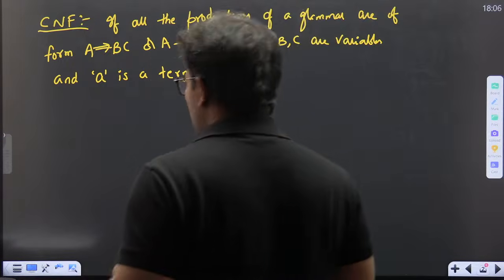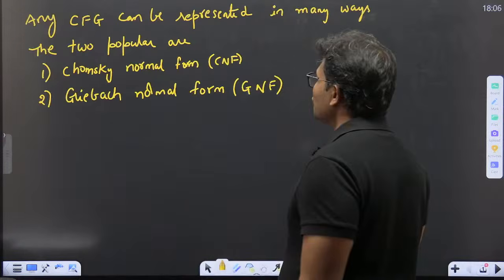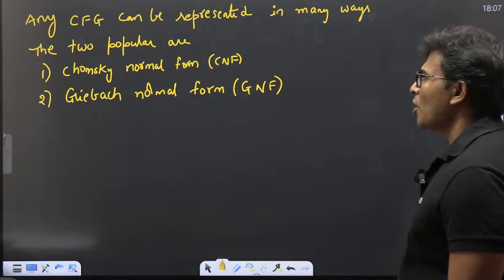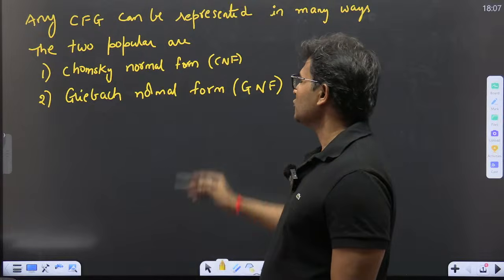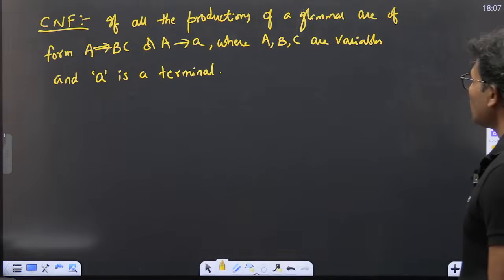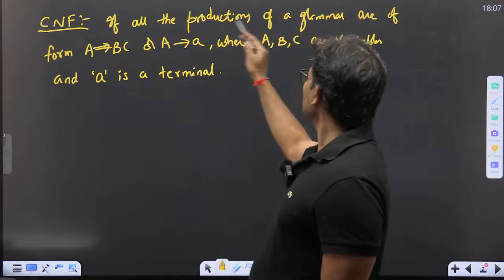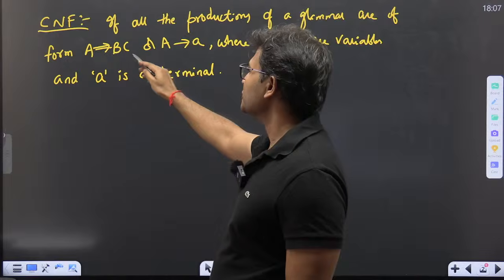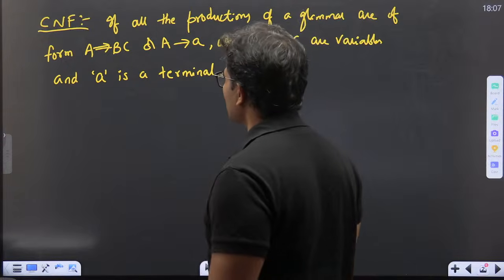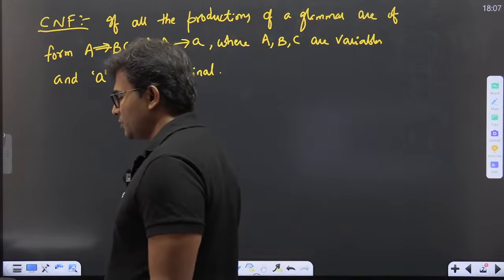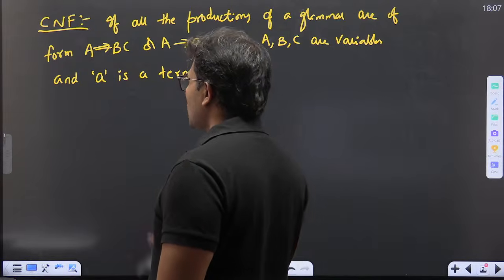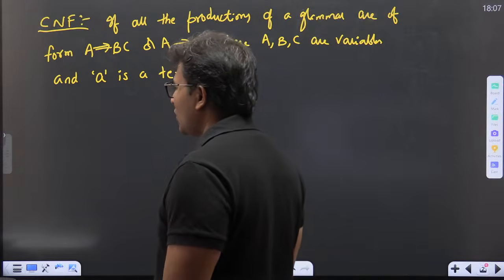Okay. So what I was explaining is, you take any context-free grammar, they can be represented in many ways, and two popular representations are CNF, Chomsky normal form, and GNF, Greibach normal form. Now coming to CNF, if all the productions of a grammar are of the form A derives BC or A derives a, where A, B, C are variables and small a is a terminal, it is called CNF.